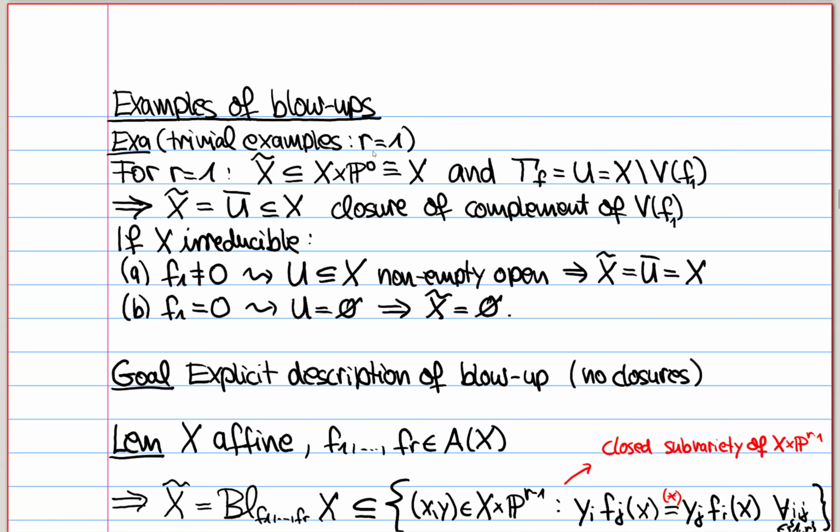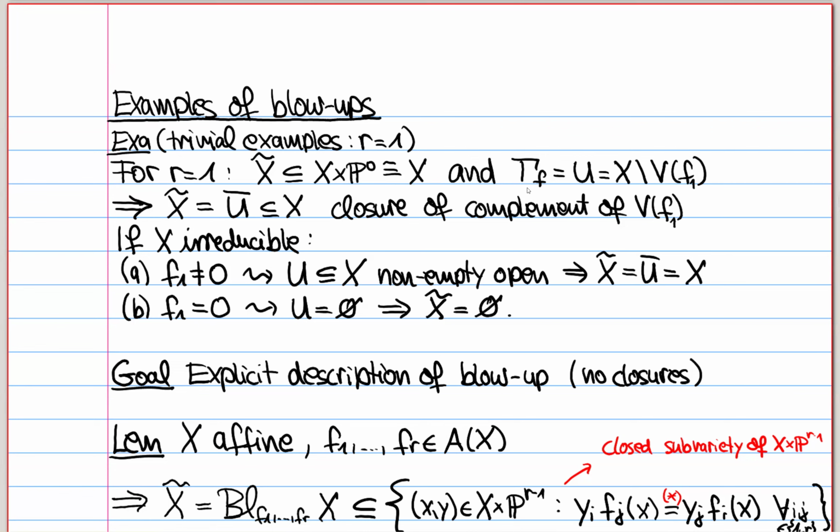at exactly one function, r equals 1. So if you recall, then X was an affine variety, and this blowup X tilde was contained in X cross P^(r-1). So in this case, X cross P^0. P^0 is just a point, so this is actually just X. So X tilde sits inside X here.